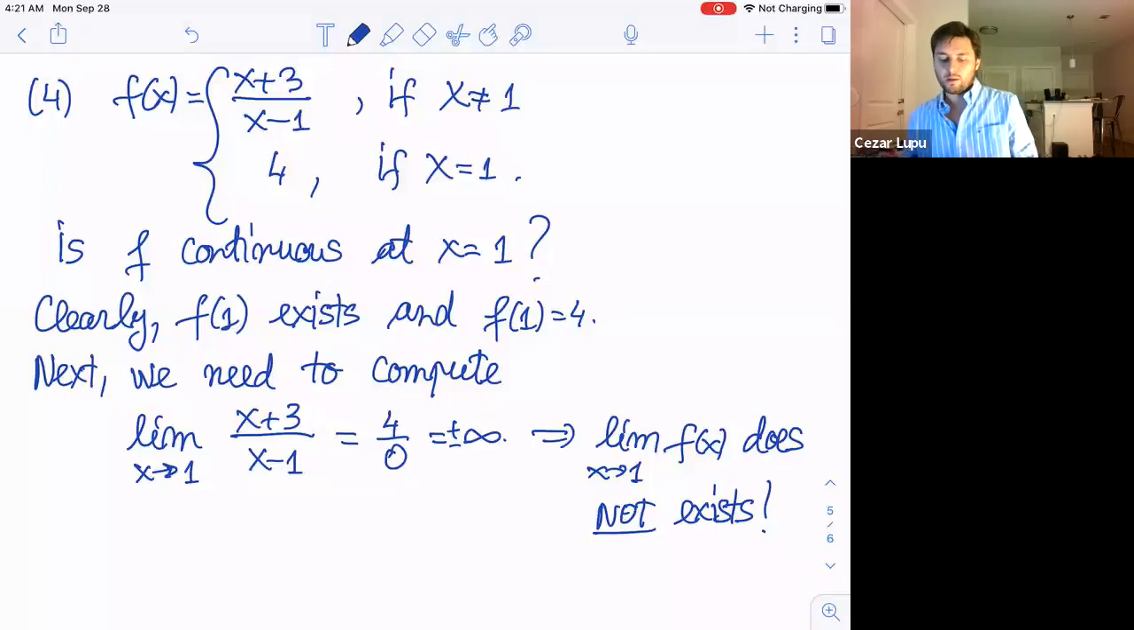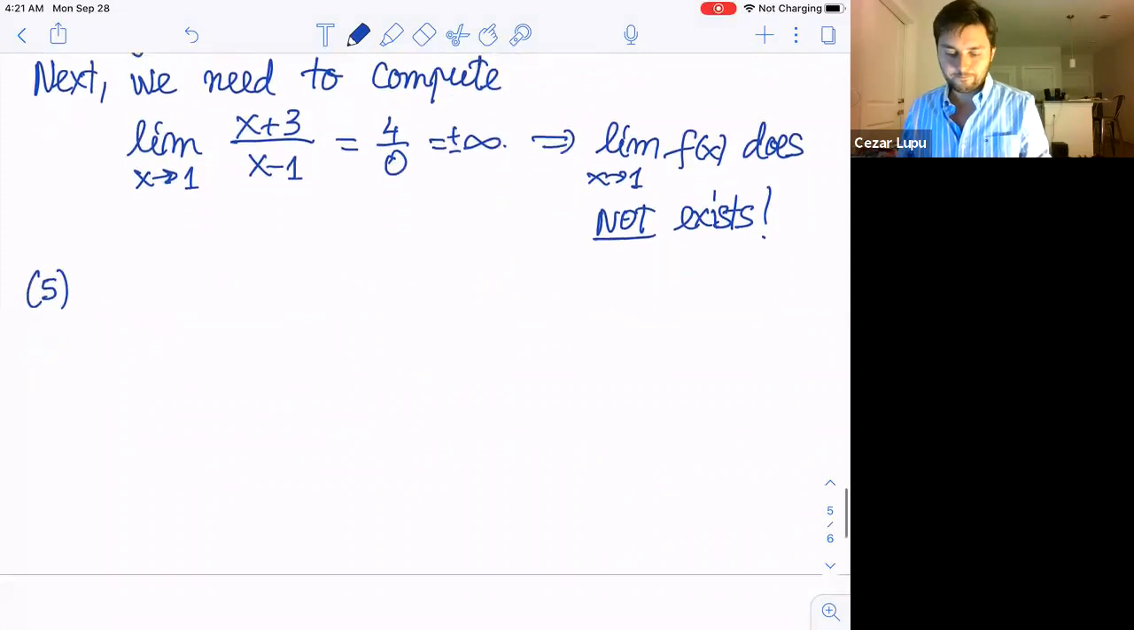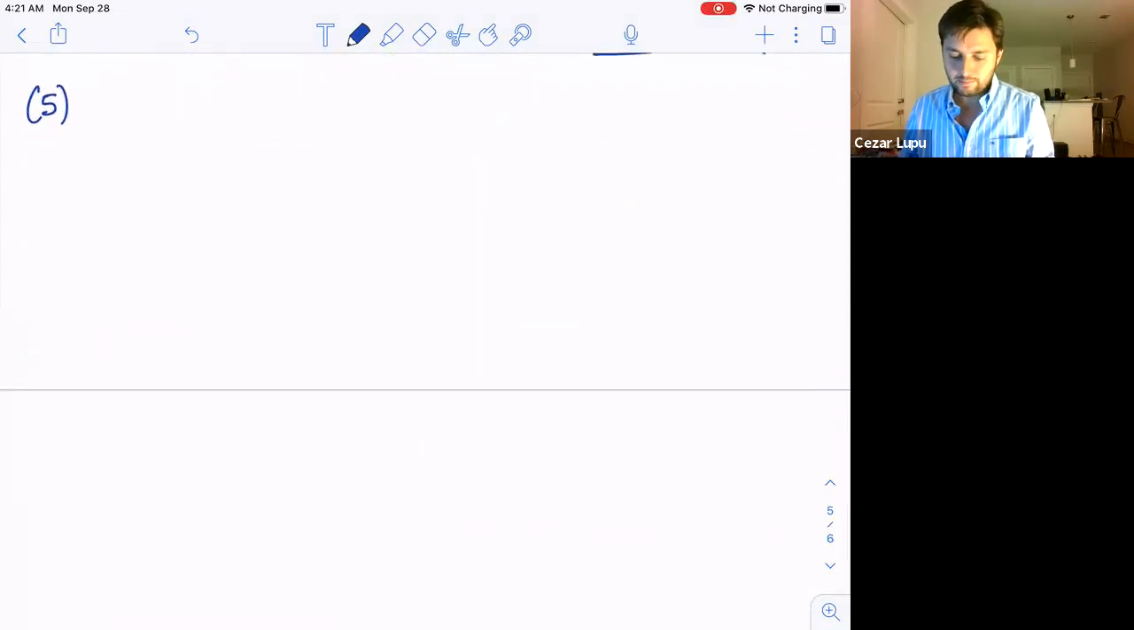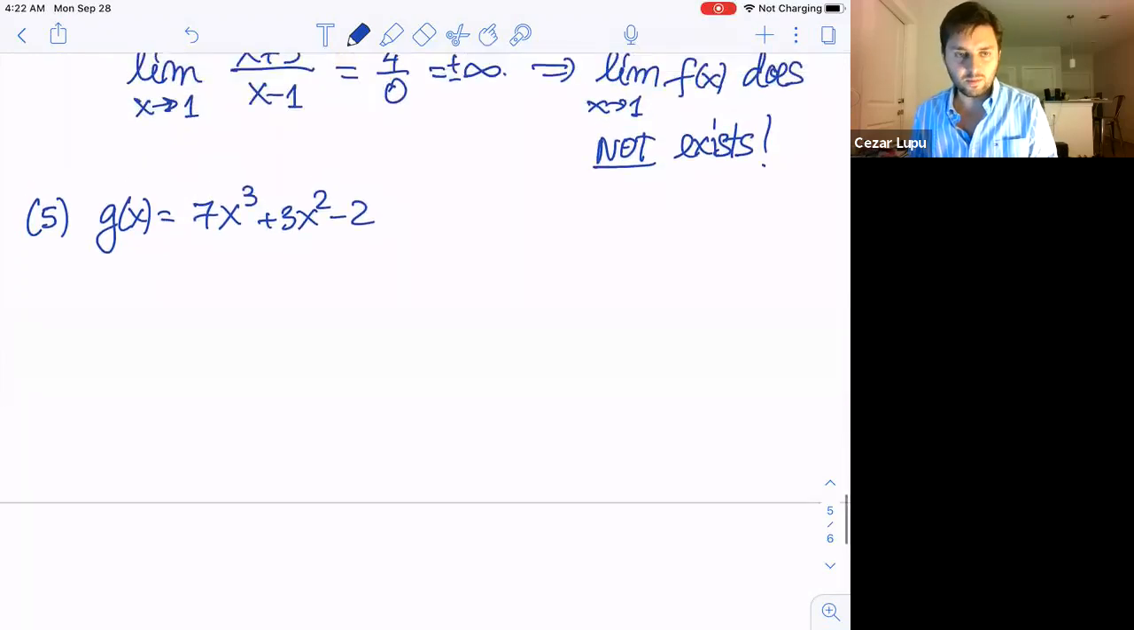Okay. All right, now let's see another example. In the notes, there are a bunch of examples. Maybe I will not dwell on all of them. Some of them are extremely trivial, and I'm sure you can read them in the notes. But for example, let me just consider something easy, a polynomial function. Let's say g of x is, let me take the one from the notes, 7x cubed plus 3x squared minus 2. Is the function continuous at 1?